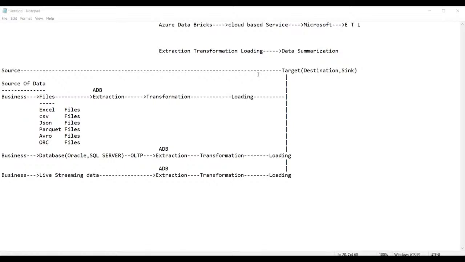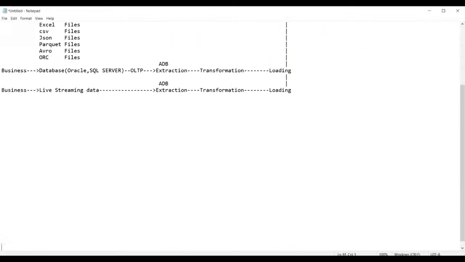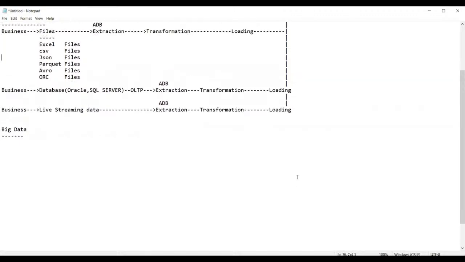Yes. Now, next after this, let us see what exactly big data is. Now, guys, what is big data? Big data is nothing but whatever data you are getting from the business. Just understand, big data is not a very great concept where you need to get confused. Just split it, guys.